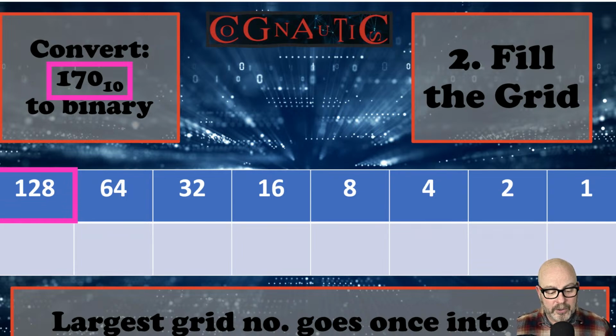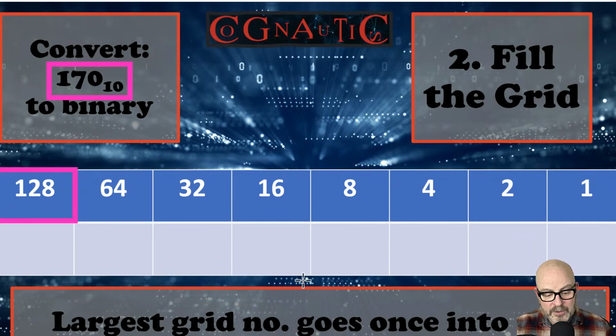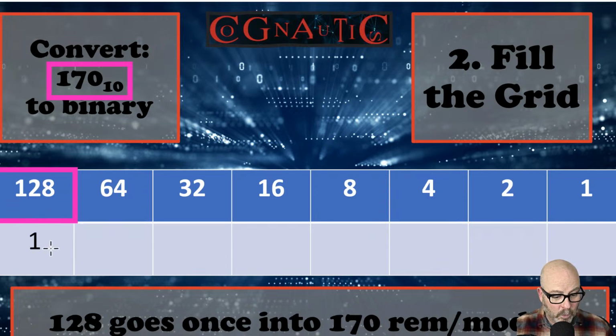So you ask yourself, and this is the question down here, what is the largest grid number? And when I say grid number, I mean these numbers on the grid here. What is the largest grid number that goes once into our number here? What's the biggest number that goes once into 170? And the answer is, of course, 128. 128 goes once into 170. Easy peasy. So guess what? You then simply draw a 1 in there.